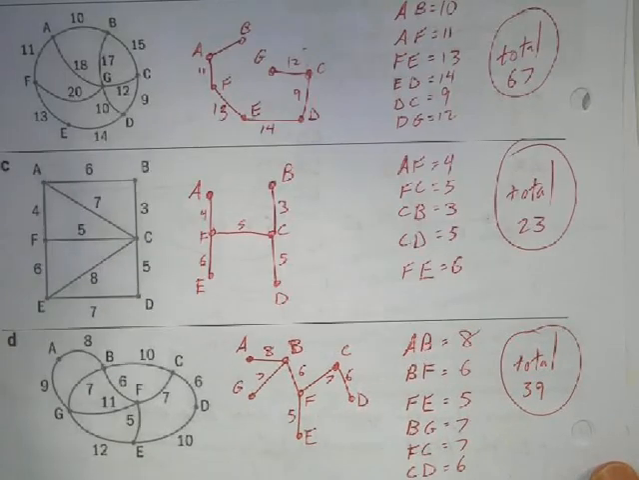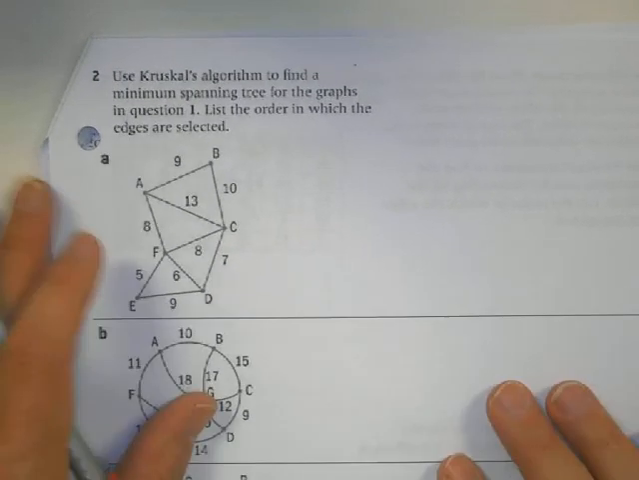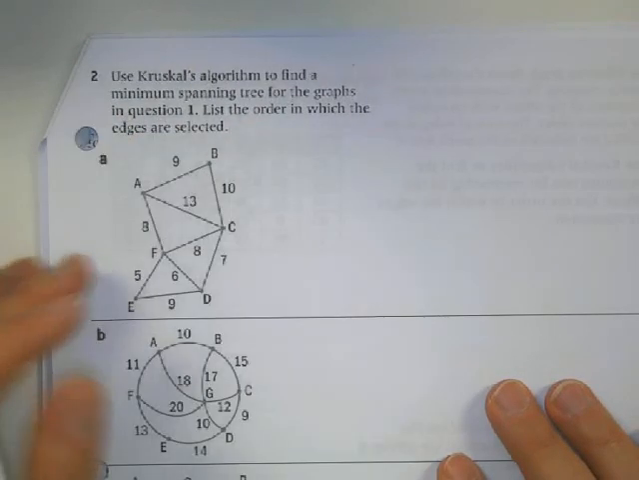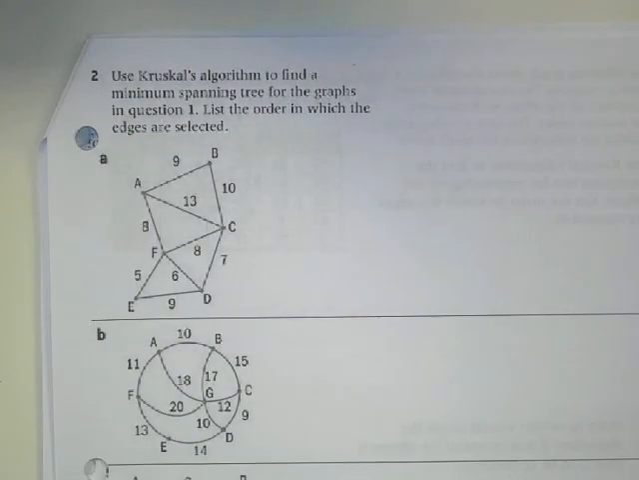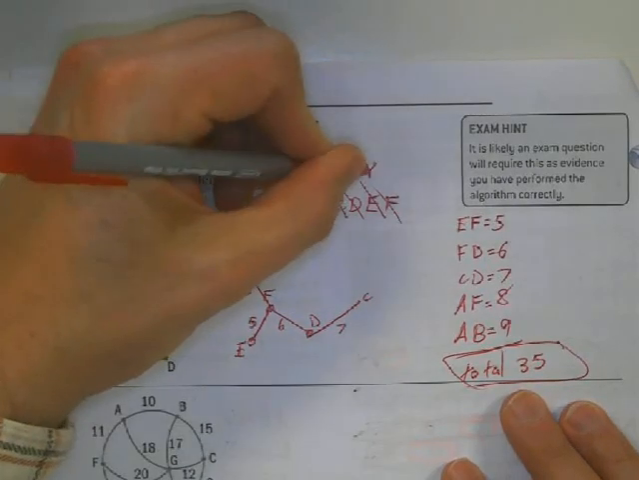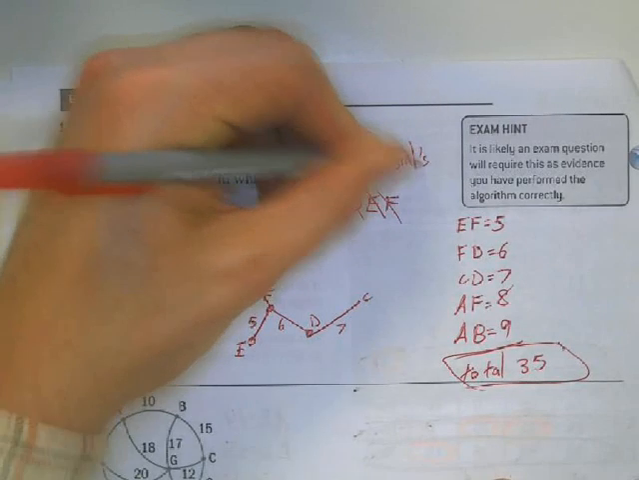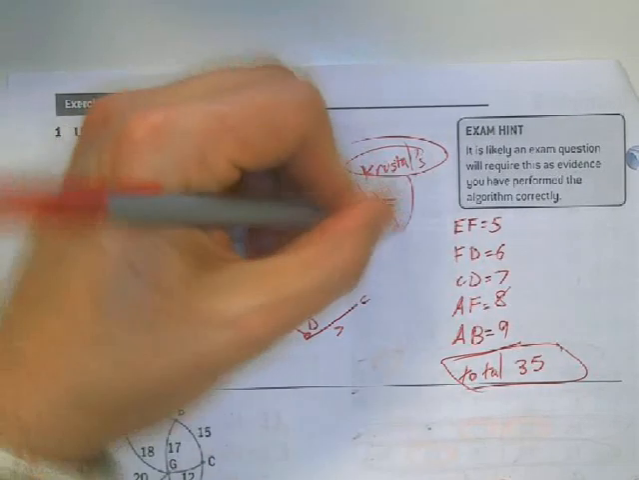Okay. All right. I'll do this first one here. So we're going to find the minimum spanning tree, list the order of which we're going to do. So, oh my gosh, I just did that using Kruskal's algorithm. Oops, this was Kruskal's. My mistake, my bad. Okay, so let's do Prim's now.